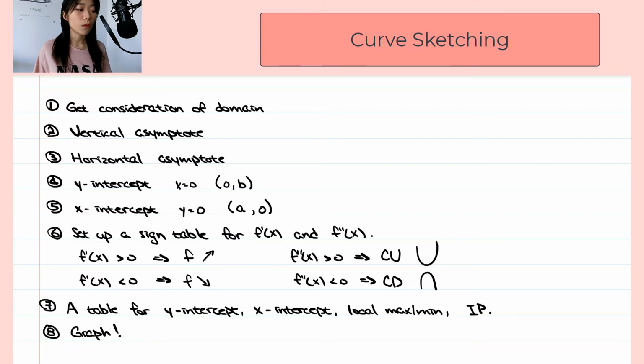On the interval where the first derivative is positive, it means the function is increasing. And on the interval where the first derivative is negative, it means the function is decreasing. And for the second derivative, if it's positive, it means the function is concave up. And if the second derivative is negative, it means the function is concave down.